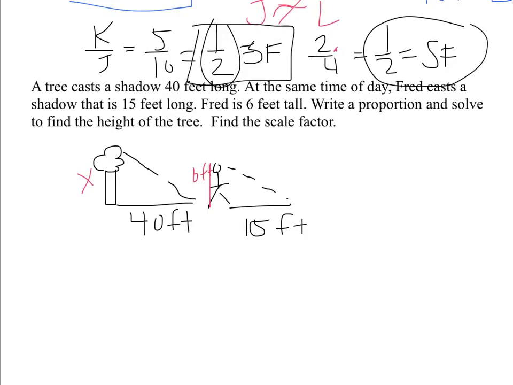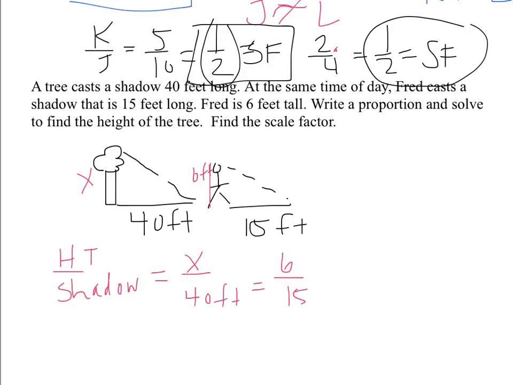Okay, so we need to set up a proportion. Okay, so take everything you know about. So we're going to have height over the shadow. Okay, height of the person or the tree over the height of the shadow. So the height of the tree is x, and the shadow is 40 feet. And then the height of Fred is 6, and the shadow is 15. Okay, so that is your proportion.